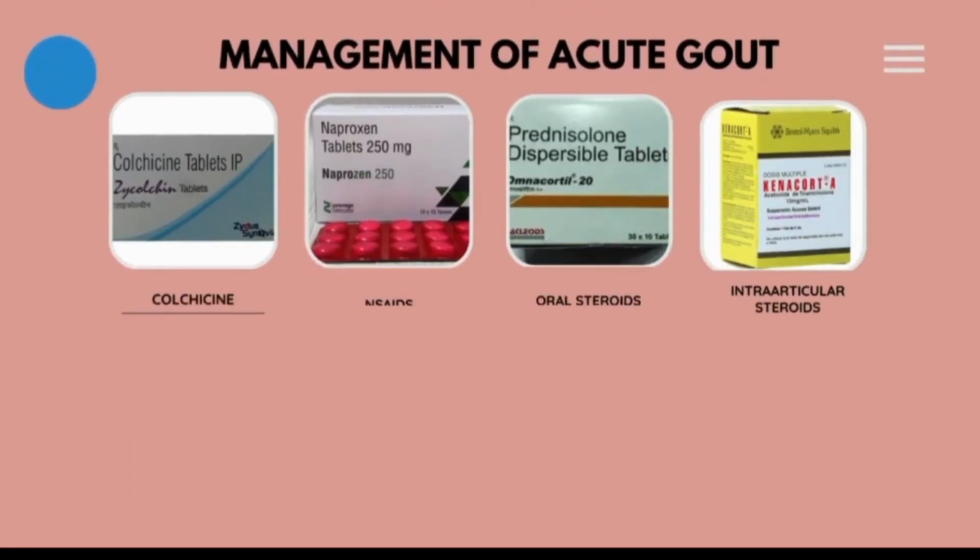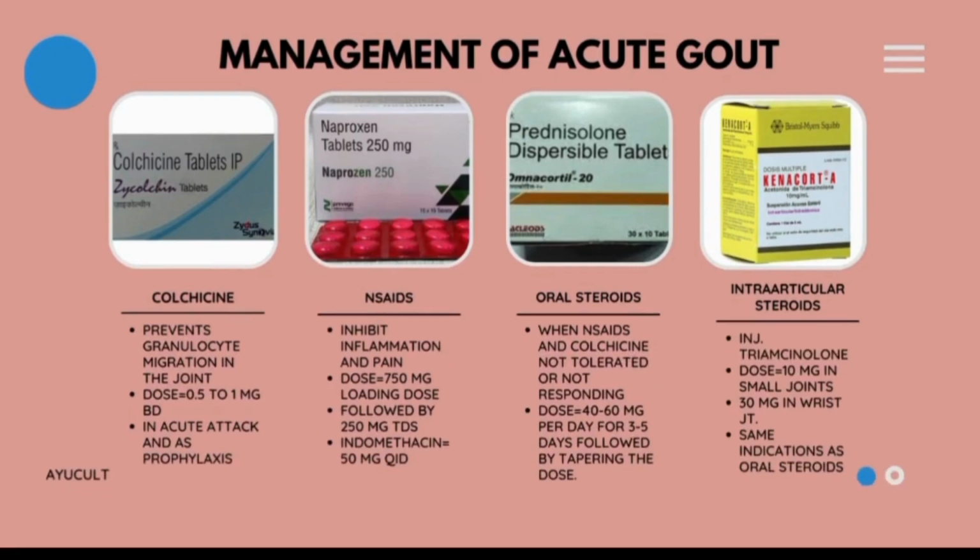Let's look at the treatment of acute gout. First drug is colchicine, obtained from a plant Colchicum autumnale. It prevents WBC migration in the joint. Dose is 0.5 to 1 mg BD. Can be used in acute attack as well as prophylaxis. Then NSAIDs like naproxen and indomethacin. They reduce inflammation and pain.